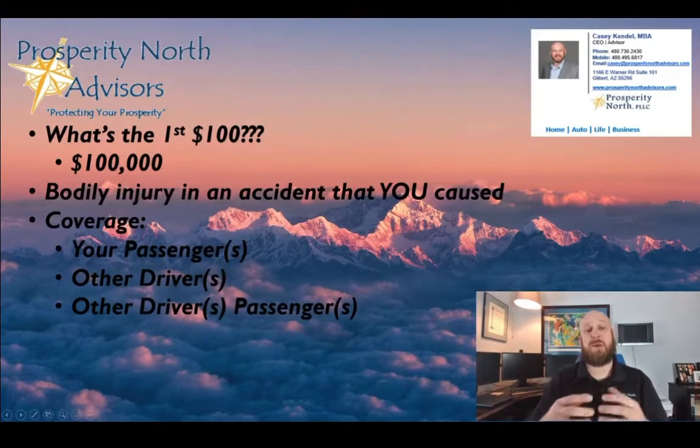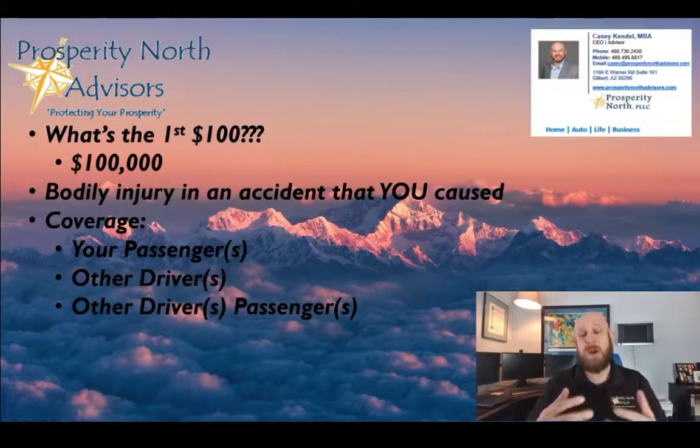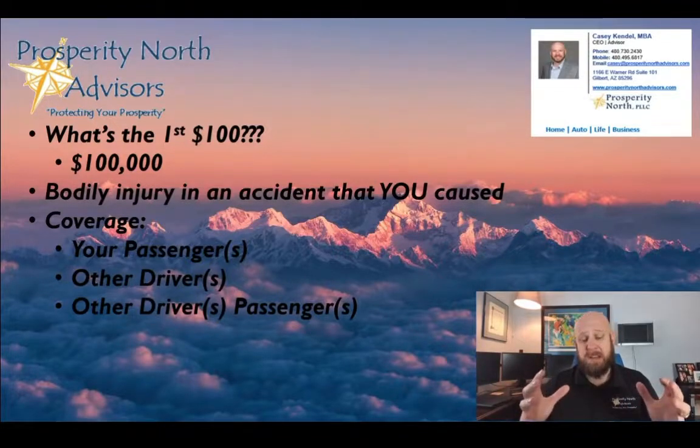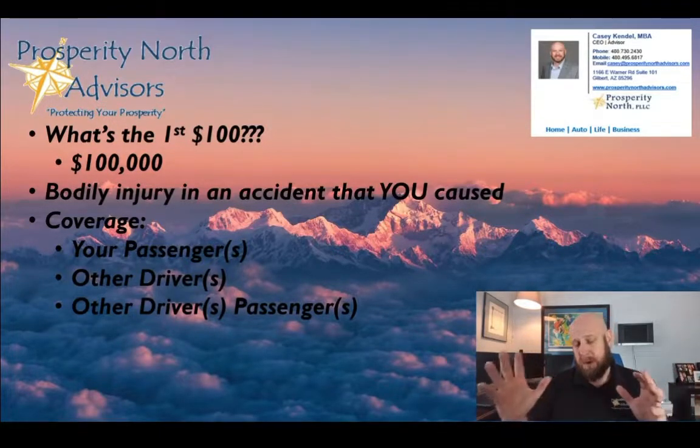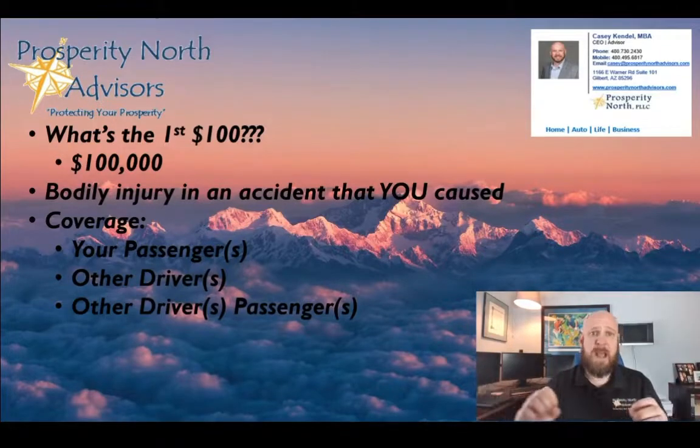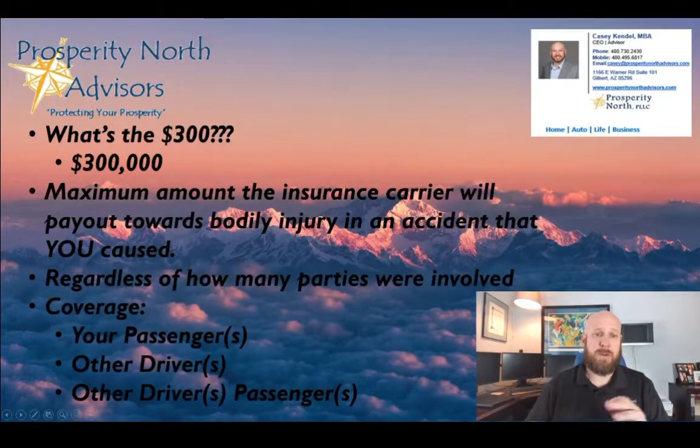So let's break down what that first 100 is. That's 100,000. That includes your bodily injury in an accident that you have caused. Now that is going to cover passengers. It's going to cover the other driver, the other driver's passenger, anybody that needs to go to see a doctor, aftercare visit, could be a chiropractor, anything like that, or the hospital. They're going to be covered within that first 100,000.